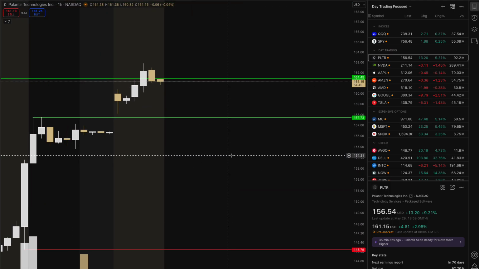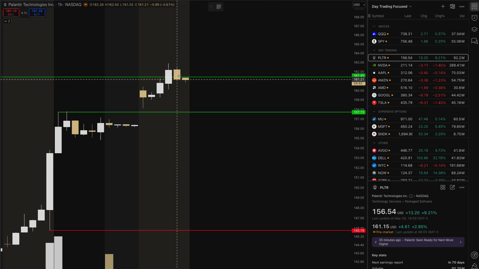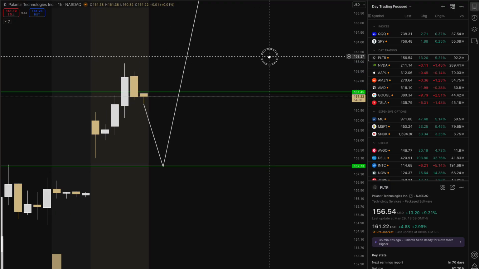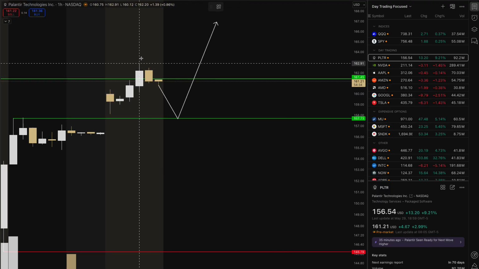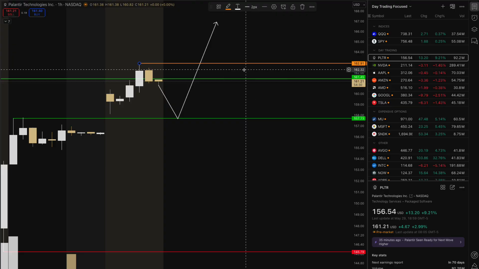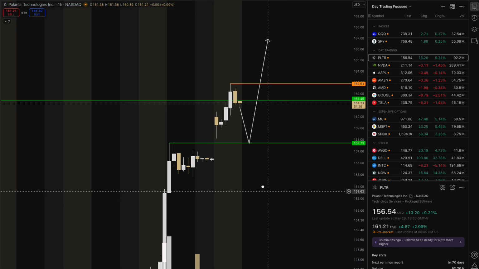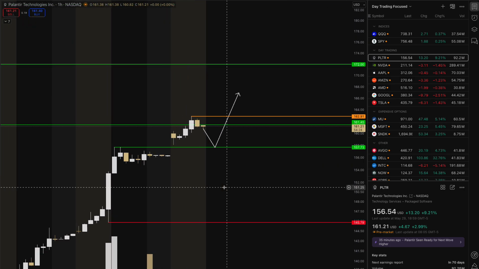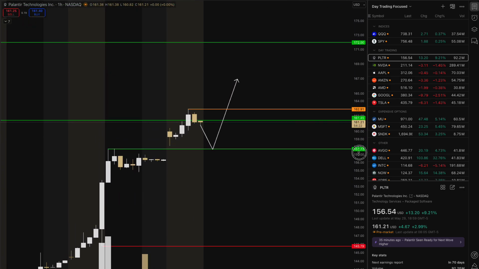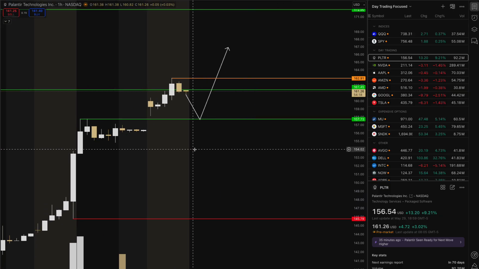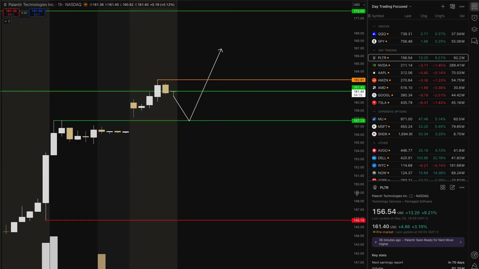Now we just need maybe the retest of the previous day high, and then Palantir is gonna move up. If not, since it's gapping up, I will use the pre-market high level here. So this is scenario one. We will wait and watch what happens when the market opens.